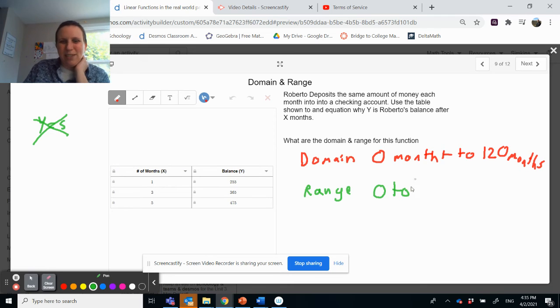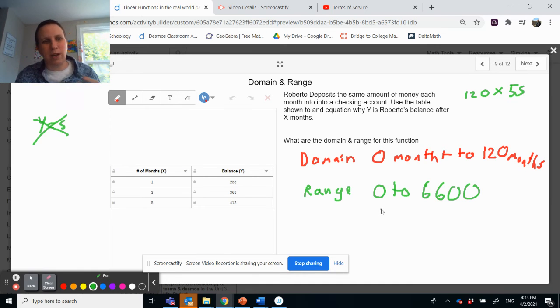Okay. Range is 0 to 6,600. And I got that by taking 120 times 55. It might turn out to be a little more than that. It might turn out to be a little less than that, but that at least gives us a starting point. So like a number that we can set our graph to, and then we can zoom in or out, and it'll show us the important parts of the graph.